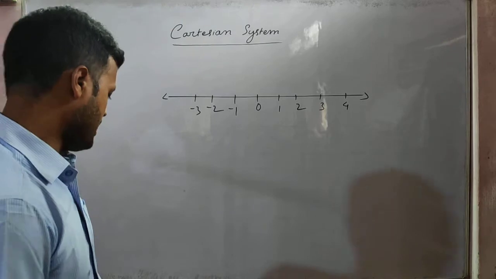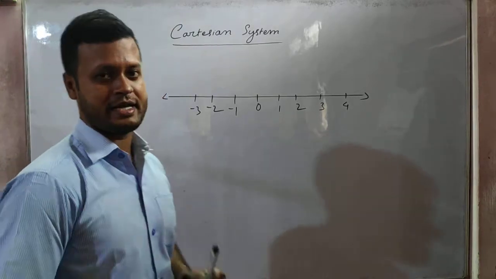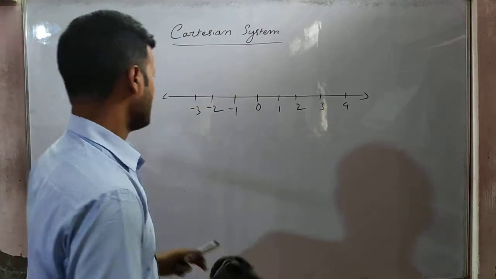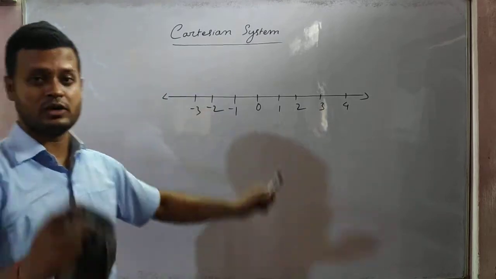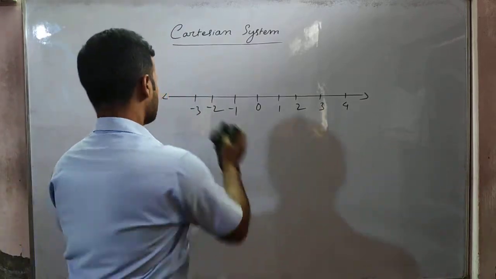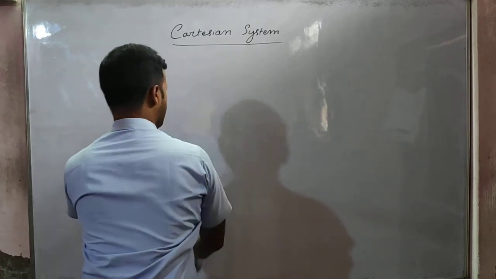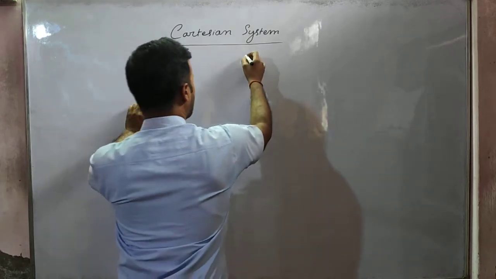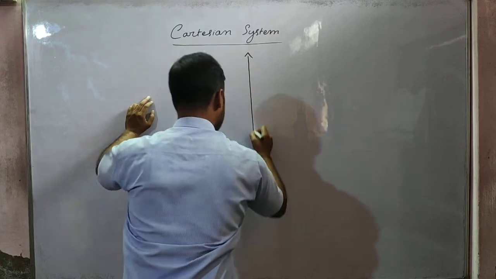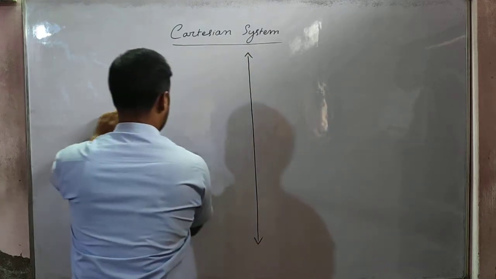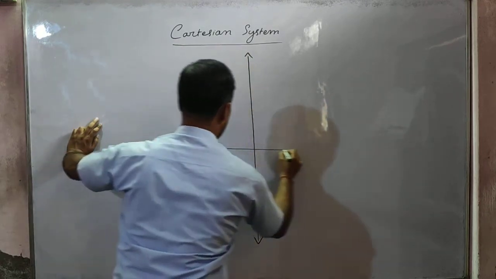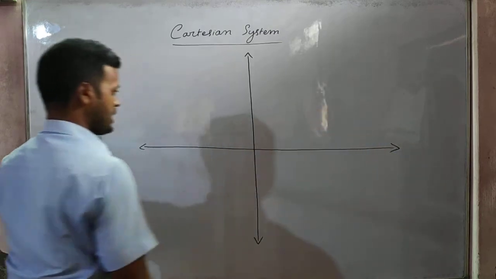Isn't it, students? But the problem is that when we are locating a point on a surface, we cannot locate it with only one description. Two things are required. So for that, the Cartesian system was developed. In the Cartesian system, there are always two axes.